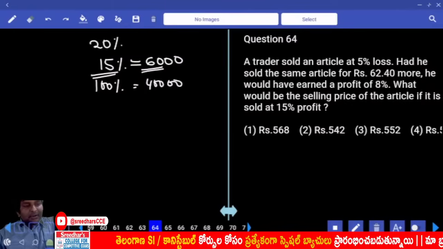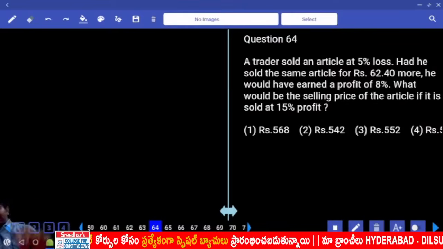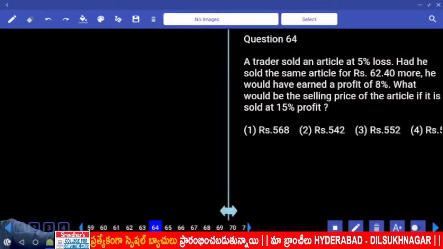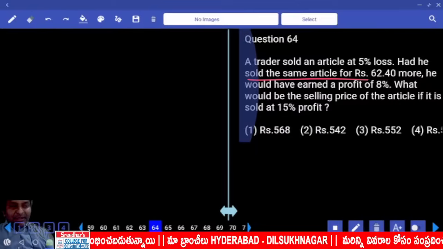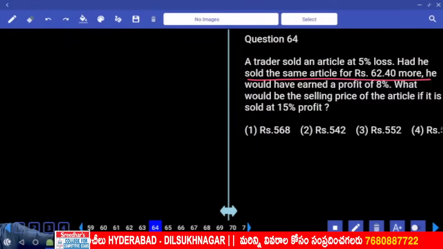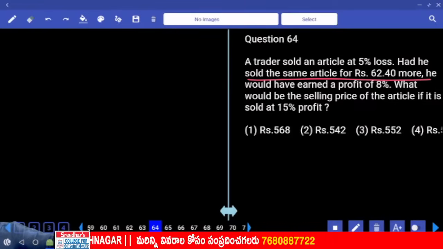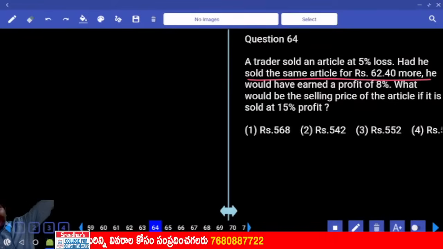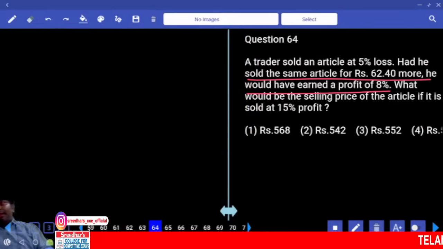A trader sold an article at 5% loss. If it is sold at 5% loss, at what percent he sold? 95%. Had he sold the same article for 62.4 more, when he is selling now, he is selling it at 62.4 rupees more. More than which value? 95%. Earlier he sold it. Now he is increasing that number by 62.4. He would have earned a profit of 8%.